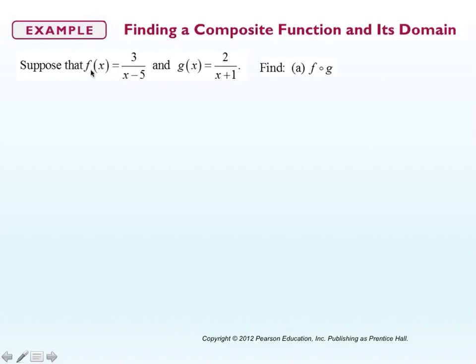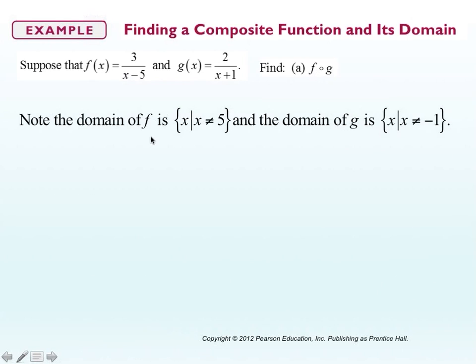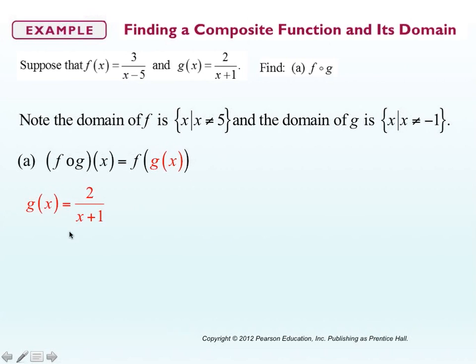Okay, so let's suppose that we have the same functions and we want to find f composed with g. So again, we're noting the domains. So if we're finding f of g of x, all we have to do is take g of x, which is 2 over x plus 1, and plug it in to f. So really we're finding f of 2 over x plus 1. This looks a little bit nasty because we have a fraction within a fraction, but that's all right.